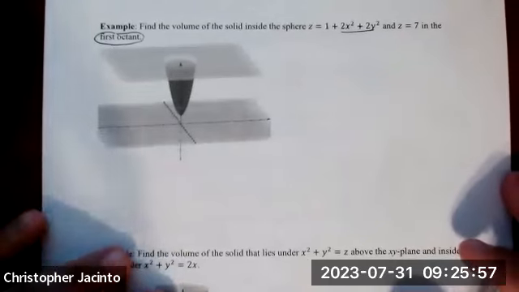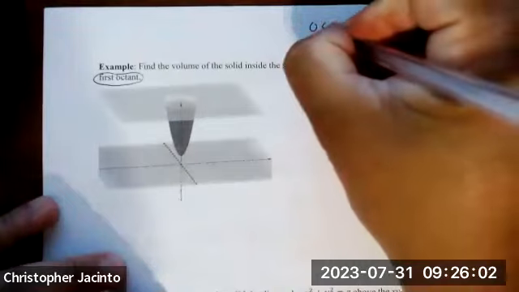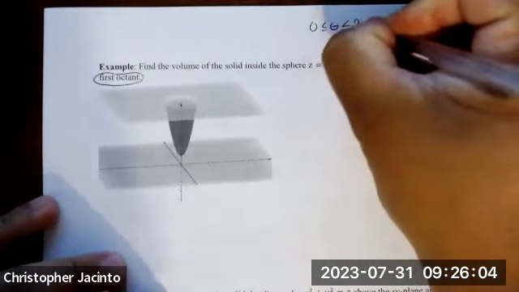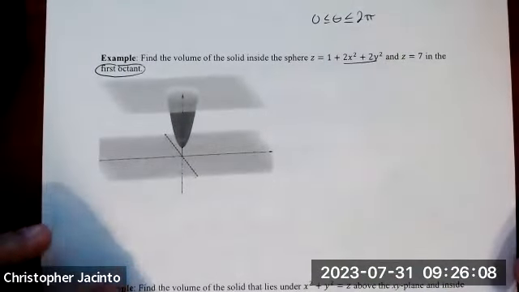Okay, so first we got to find our bounds. So like everything else, we know theta is going to be from 0 to 2 pi, just going all the way around the entire portion. We'll talk about the quadrant in a little bit.